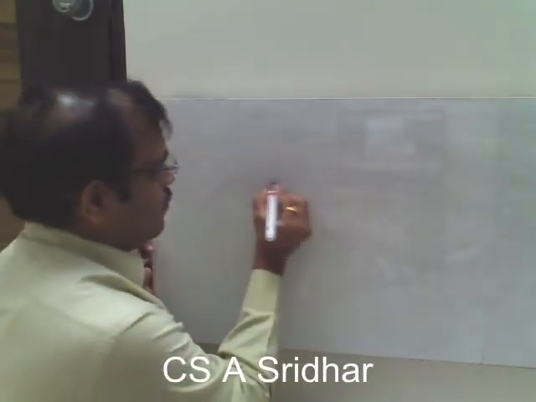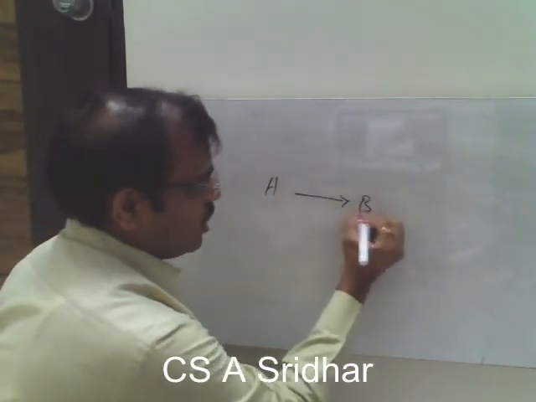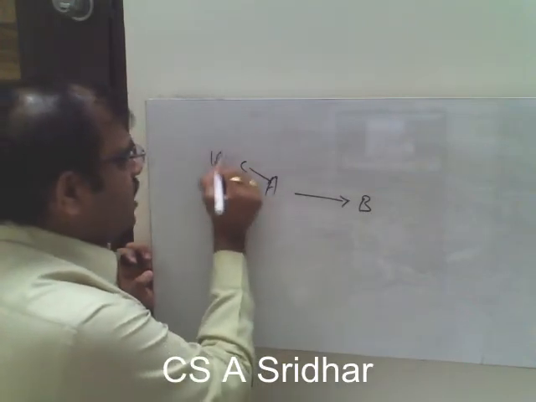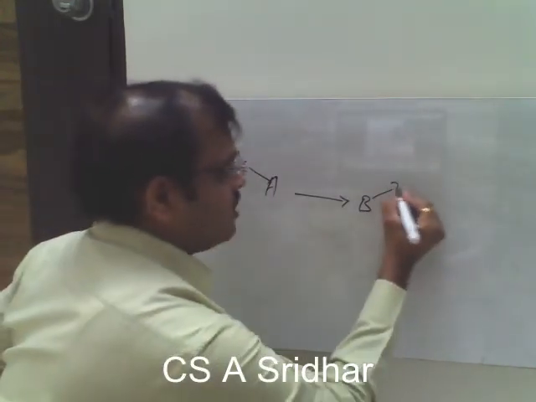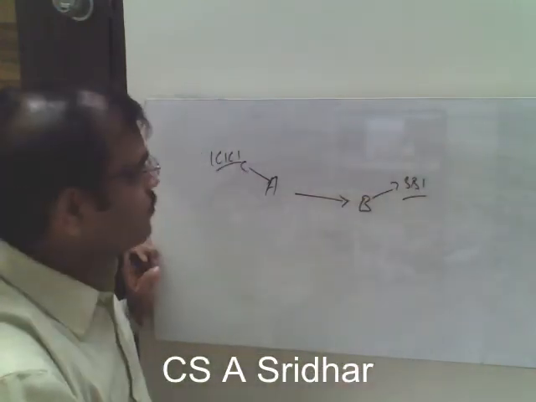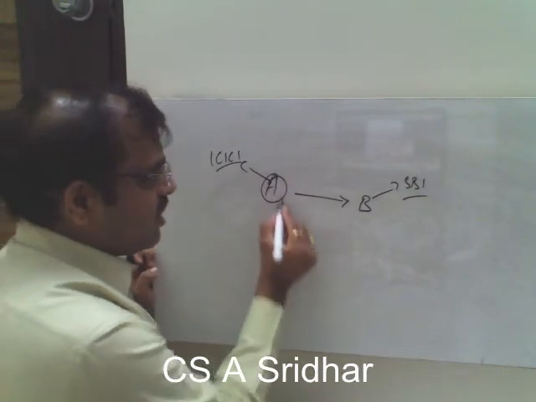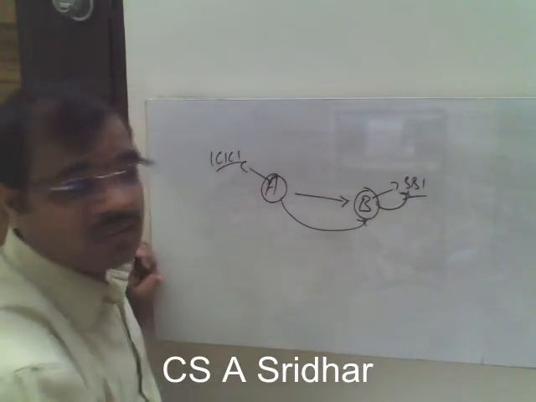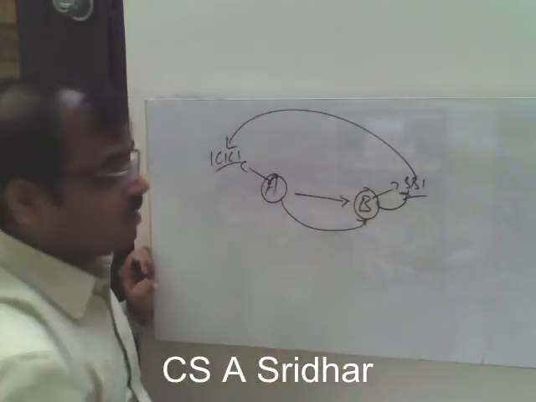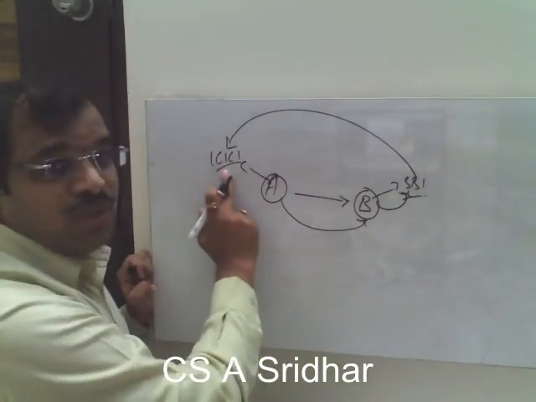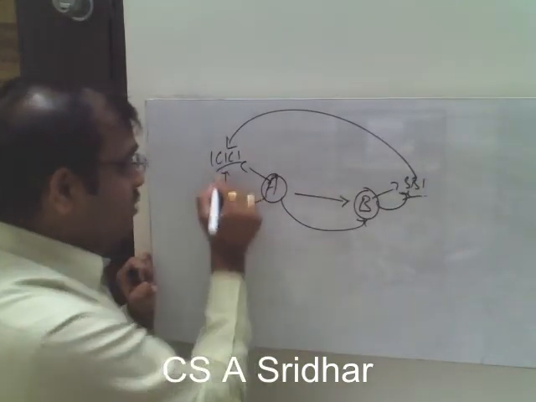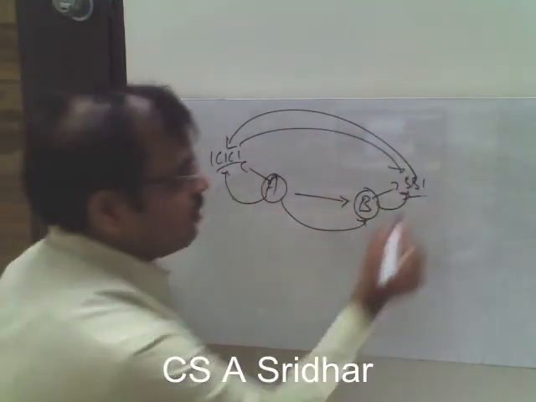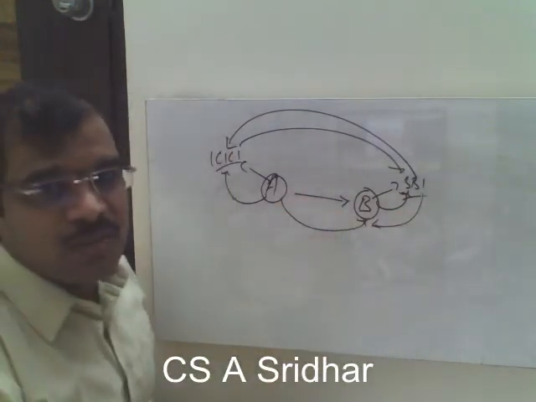Suppose A has given a check to B. A is having an account with ICICI Bank. B is having an account with SBI. When A is giving the check to B, B will submit the check to SBI. SBI will submit the check to ICICI Bank. The amount will be debited from A's account and given to SBI. From SBI, it is deposited in B's account.